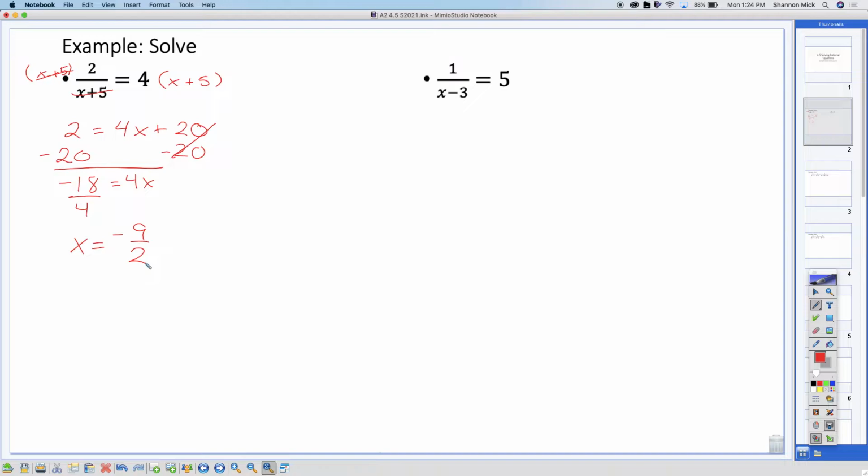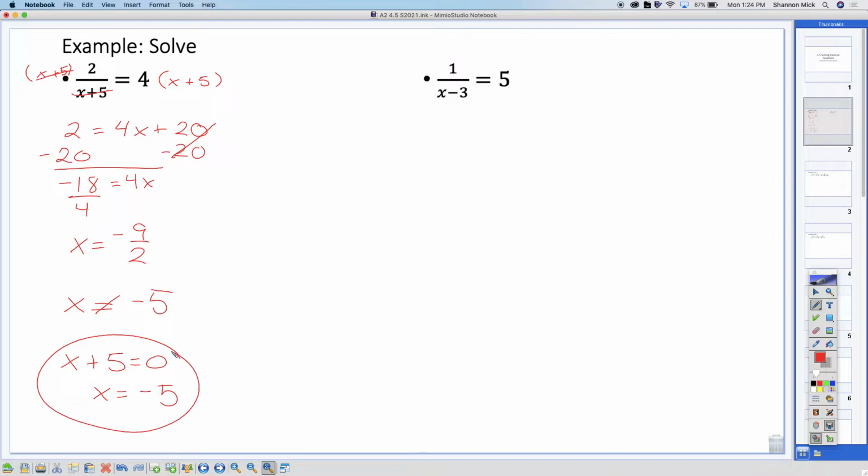And you're going to leave it as a fraction. Now, is negative 9 halves okay? Yes. What can't x be? It cannot be negative 5. How do I know it cannot be negative 5? Went back to the original and you said x plus 5 in the denominator. So you set your denominator equal to 0, right?